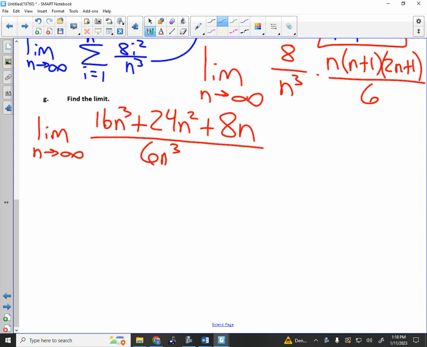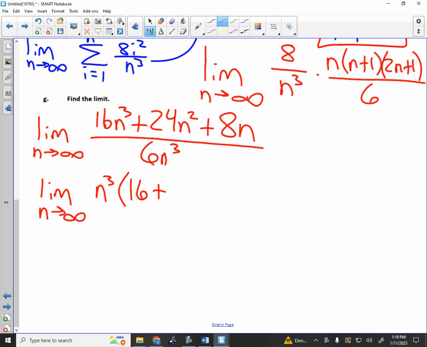What should I factor out of the top? What's the biggest term I can take out of the top? We don't even have to worry about the constant. We could just worry about the variable. I'm going to take out the n cubed. Okay? So I have the limit as n goes to infinity of, I factor out an n cubed out of the top. What are you left with? You have 16 plus 24 over n plus 8 over n squared.